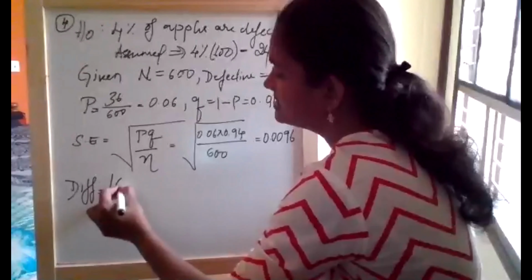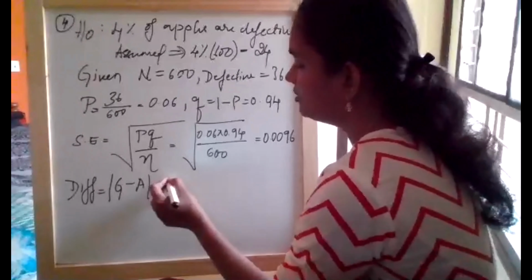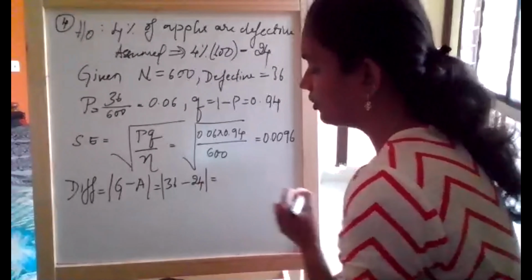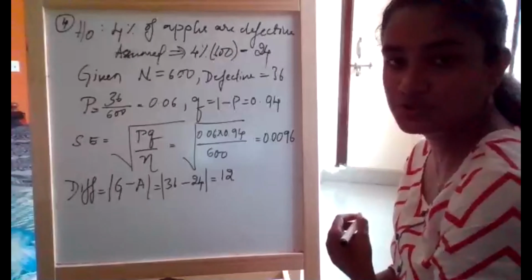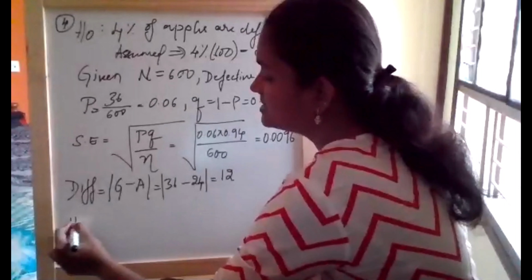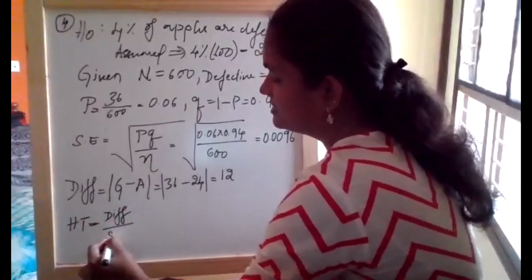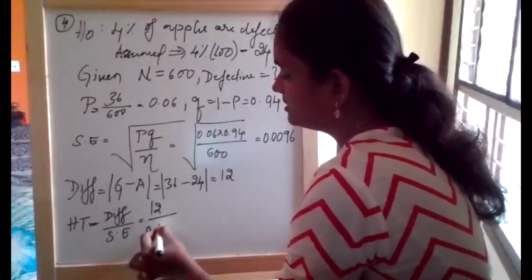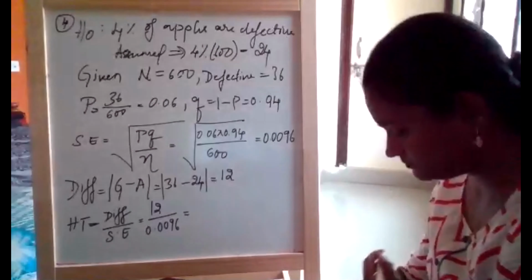Now the difference is given value minus assumed value. Given value is 36 and assumed value is 24, and the difference is 12. Now in hypothesis testing, the formula is difference divided by standard error. So it is 12 divided by 0.0096. Now what is the value?